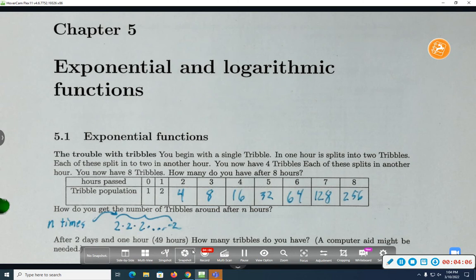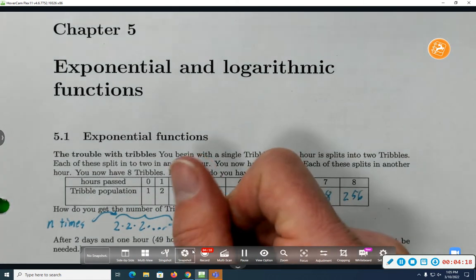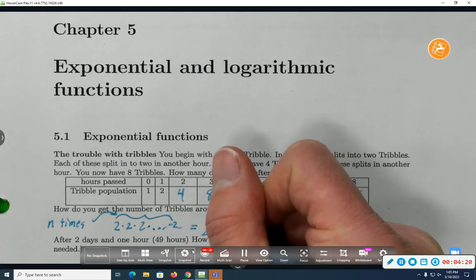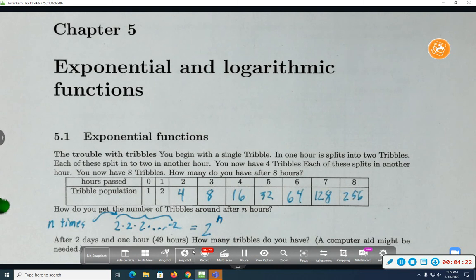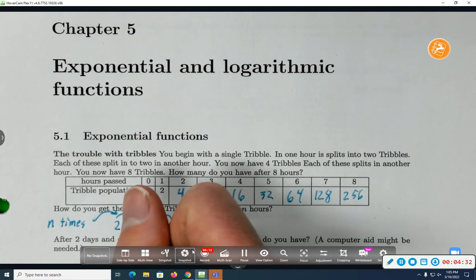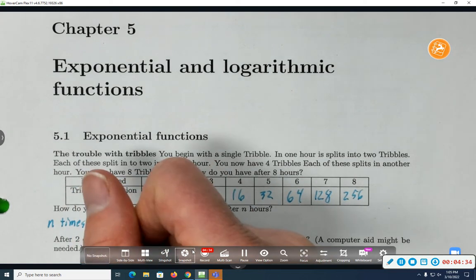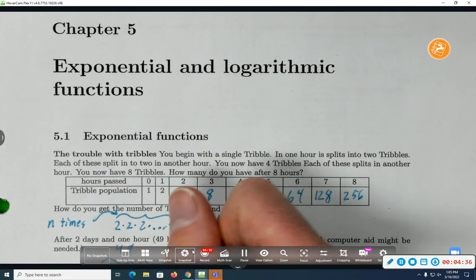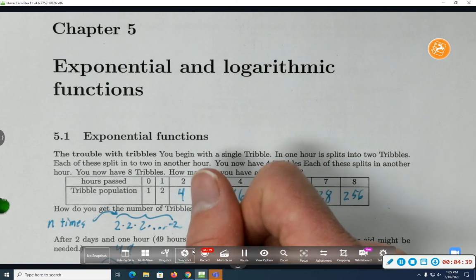And of course, there's a name for this. What is the name for what you get when you take 2 and multiply it by itself n times? Exponent? Yeah. You put an n in the exponent. It's 2 to the n. So if you wanted to write down how many triples there will be in 2 days and 1 hour, so 49 hours, that would be 2 times 2 times. I'm obviously not going to write 49 2s in a row. But it's perfectly reasonable to write 2 to the power of 49.